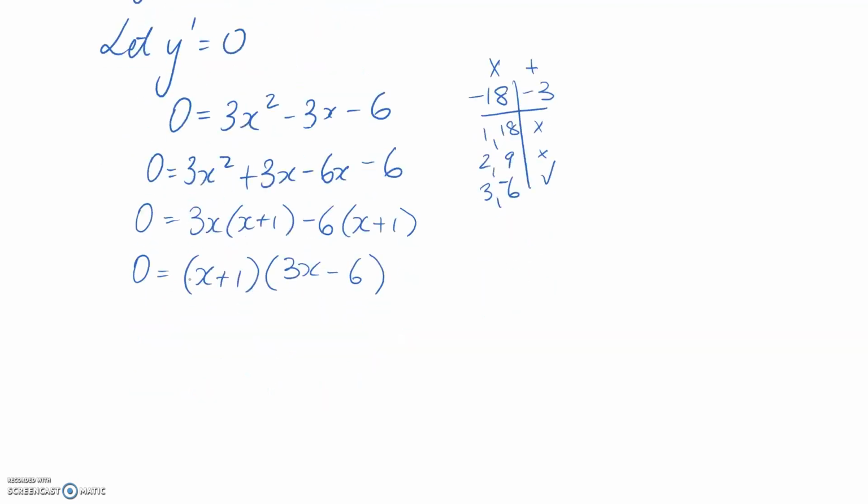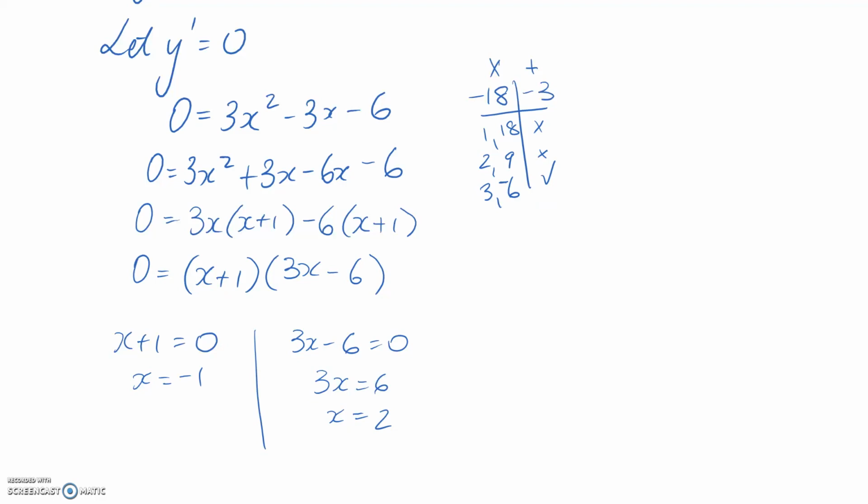Alright, so we have 2 solutions here. So the first solution is going to happen when x plus 1 is equal to 0. And the second solution is going to be when 3x minus 6 is equal to 0. So rearranging, we're going to get x is negative 1. Here this is going to go to 3x equals 6, or x is equal to 2. So 2 locations for our stationary points.